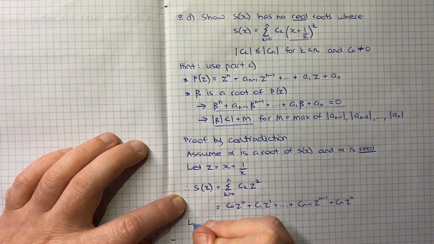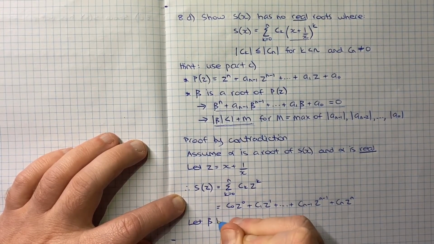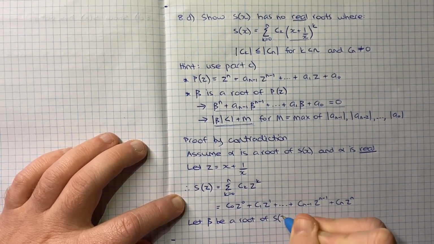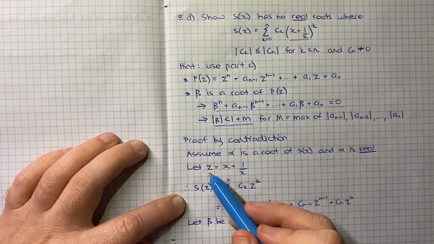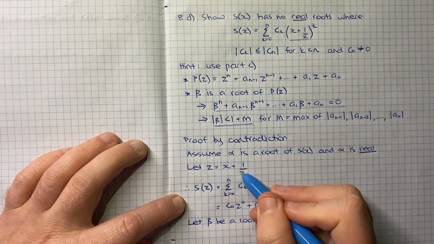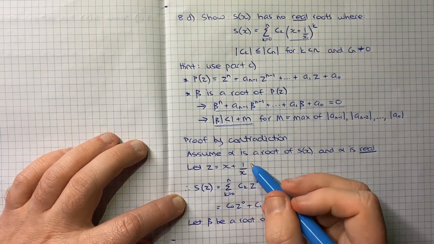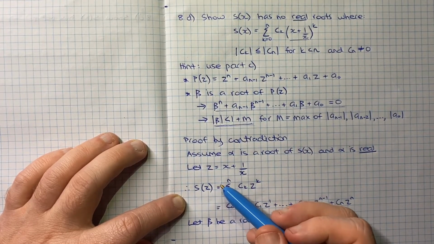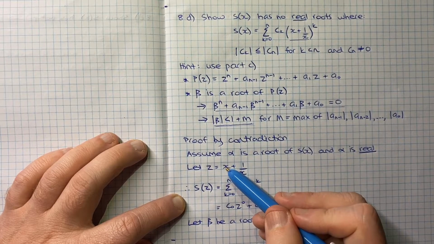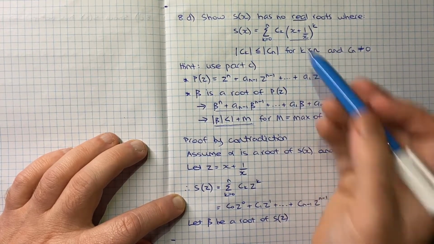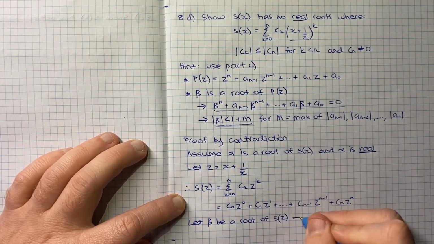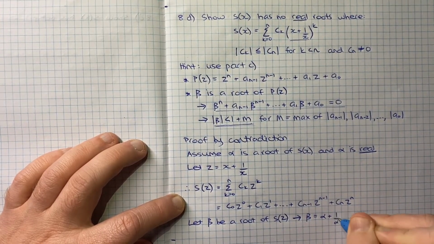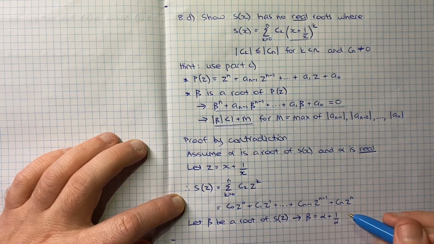So let's let beta be a root of s(z), and given z is x plus 1 on x, beta is essentially whatever value of z will set this to 0, and given we know setting x equal to alpha gets the whole thing to 0, we can therefore say that beta must be equal to alpha plus 1 on alpha. That's the kind of format of beta.